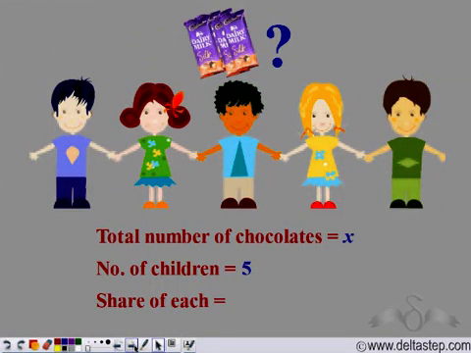So what will be the share of each child? It will be x divided by 5, x chocolates divided among 5 children. So the share of each will be x divided by 5. We can represent it as x by 5. Here we have divided a variable, which is x, by a constant, which is 5. So this is how we divide a variable by a constant and we represent it as x by 5.